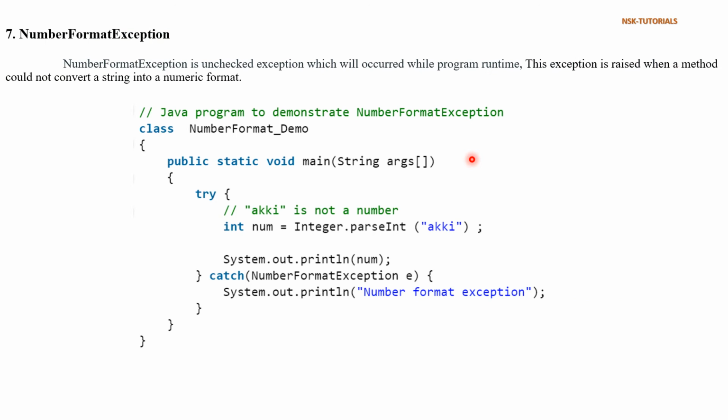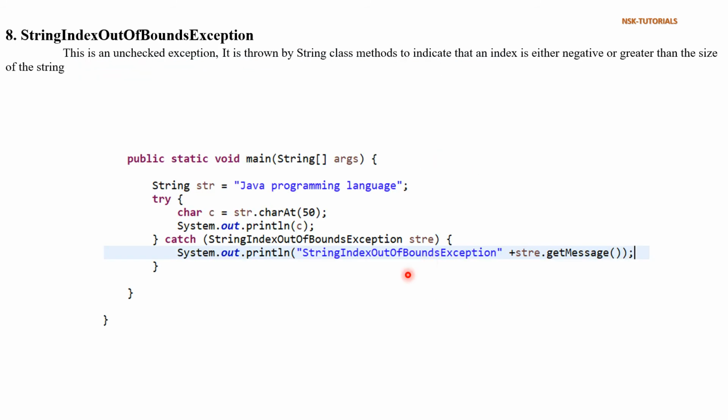Let me go to the next one. Number format exception. Number format exception is an unchecked exception. This will occur at the program runtime. When we are trying to convert a string into an integer, we'll get this number format exception. And the next thing, string index out of bound exception. String index out of bound exception is an unchecked exception which will occur at runtime. It is thrown by string class methods to indicate that an index is either negative or greater than the size of the string.